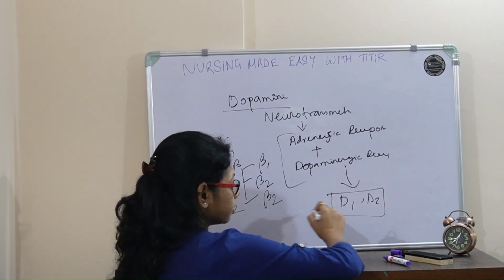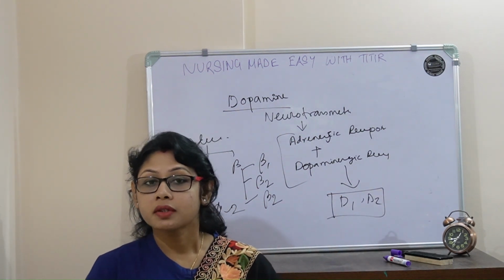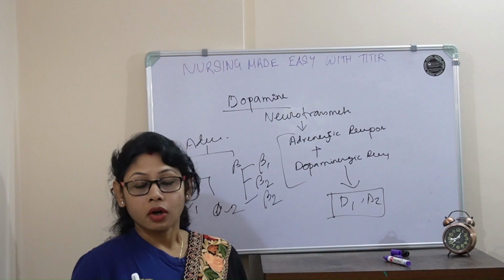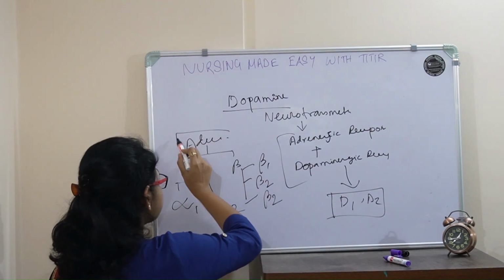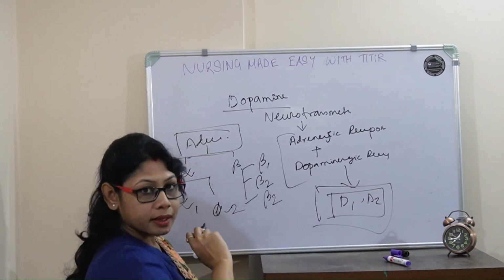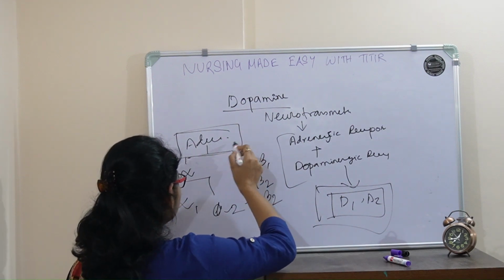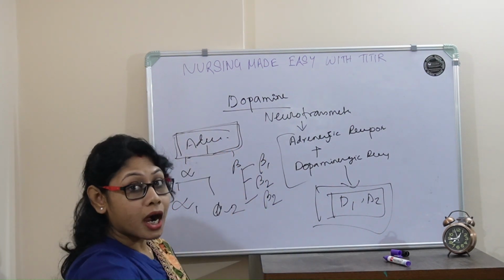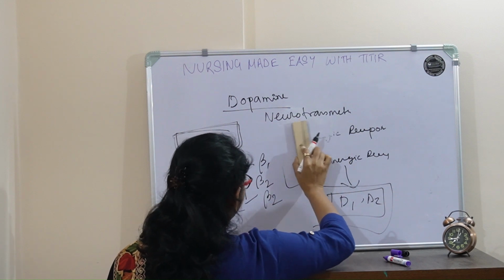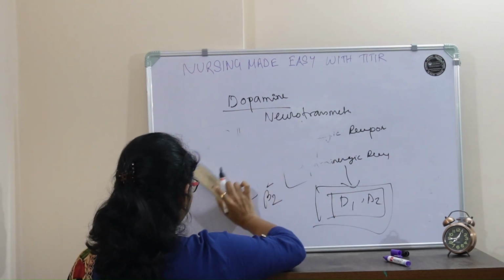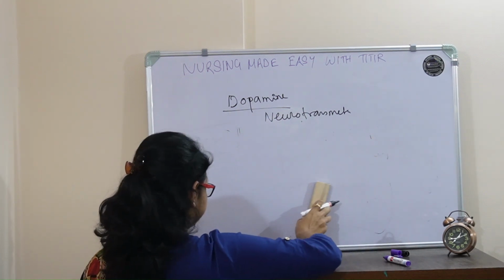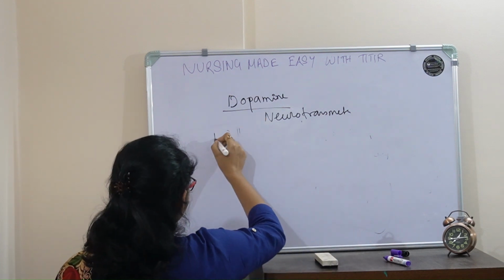The dopaminergic receptor is mostly present in the central nervous system and the peripheral nervous system also. As we already learned, noradrenaline and adrenaline mostly affect the adrenergic receptor. But dopamine has maximum effect on the dopaminergic receptor and very little effect on the adrenergic receptor, at a higher dose. So let's see the mode of action.